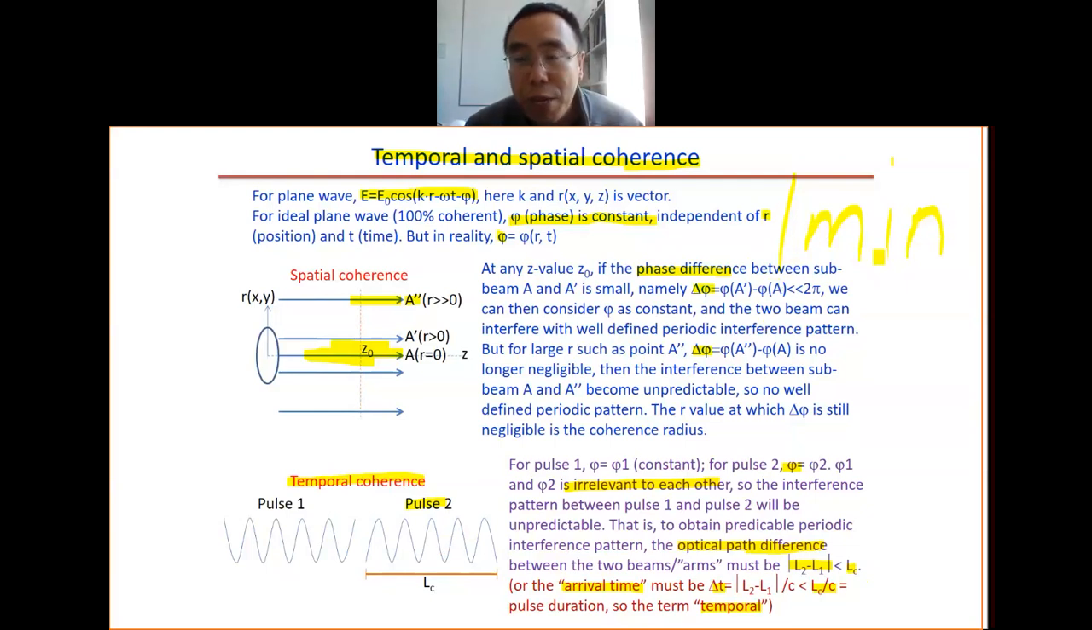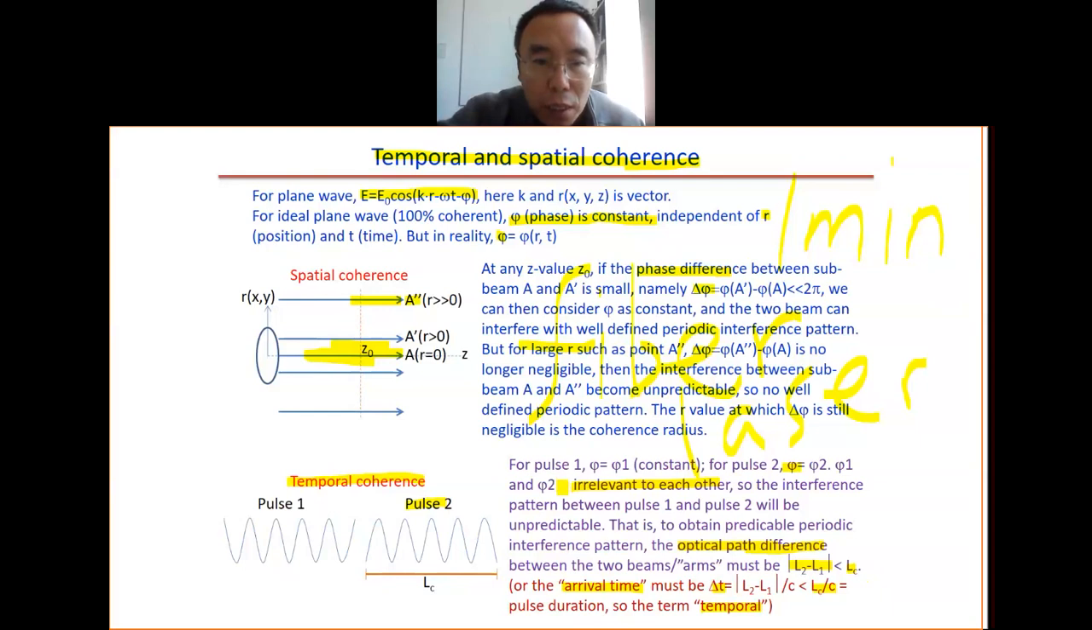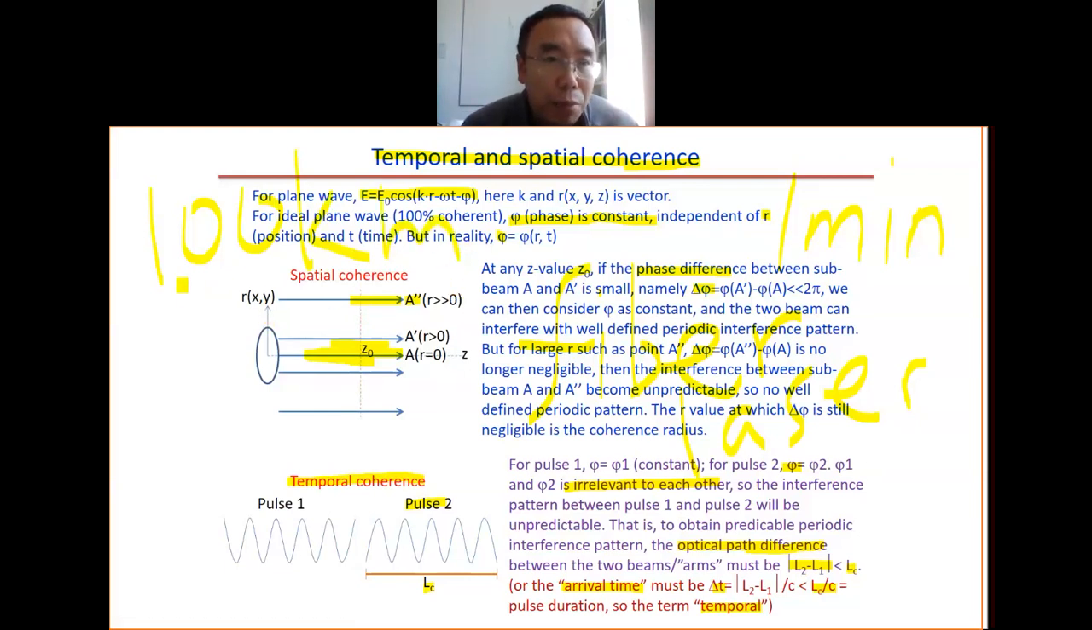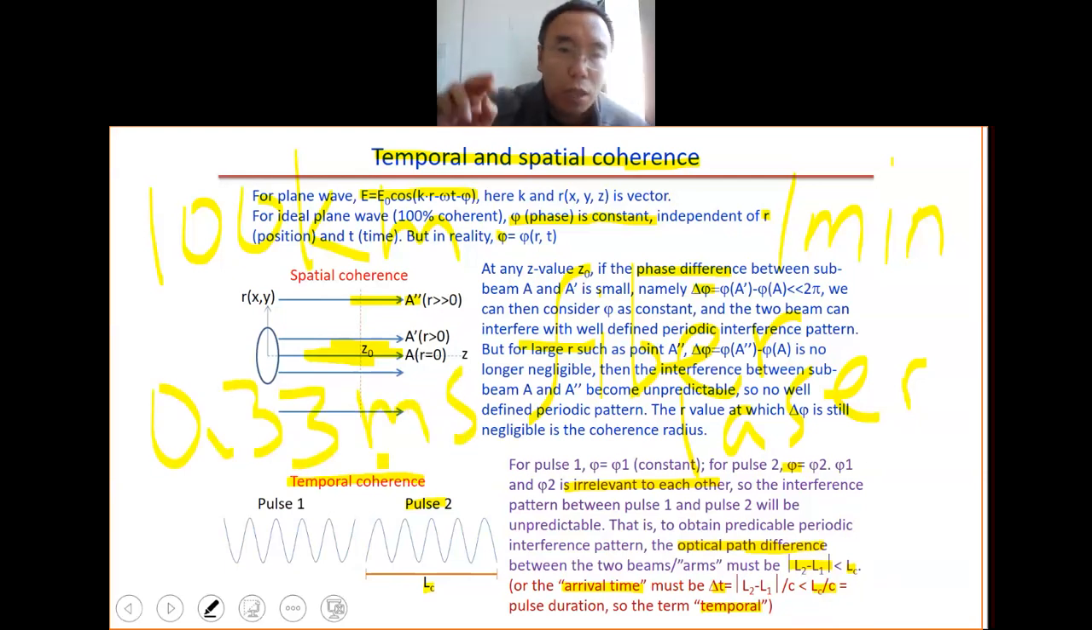But what does this 1 minute mean? Normally for the best lasers, we have the best laser called the fiber laser. For the best fiber lasers, this Lc can be 100 kilometer. It looks like very long. But if this 100 kilometer is divided by the speed of light, it gives only 0.33 milliseconds. So the pulse duration is only 0.33 milliseconds, much shorter than the exposure time. That's why we need to worry about the pulse length when we do the interference lithography.